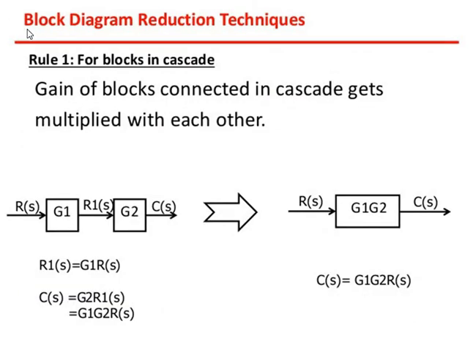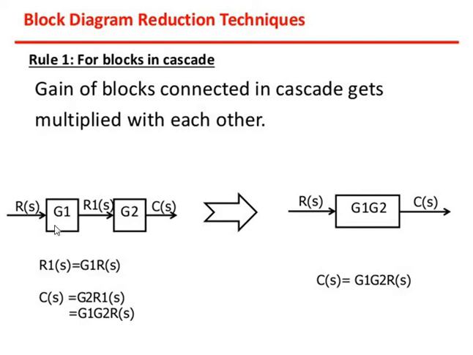Now the block diagram reduction techniques. To reduce the block diagram, there are 10 rules. So here we see the first rule, for blocks in cascade. Cascade means connected in series. The gains of blocks connected in cascade get multiplied with each other. That means if the blocks are connected in cascade or series, then their gains are multiplied.